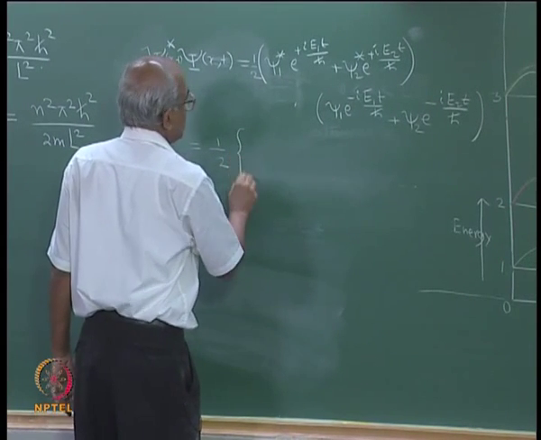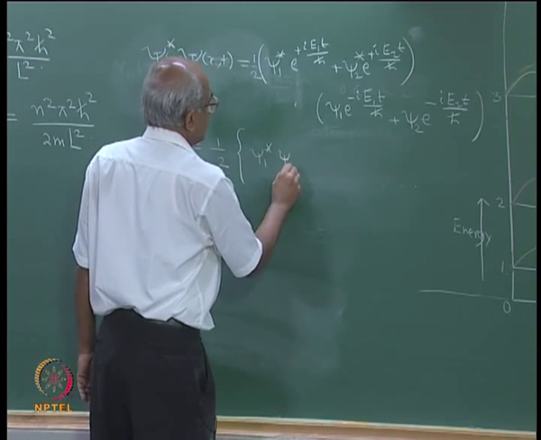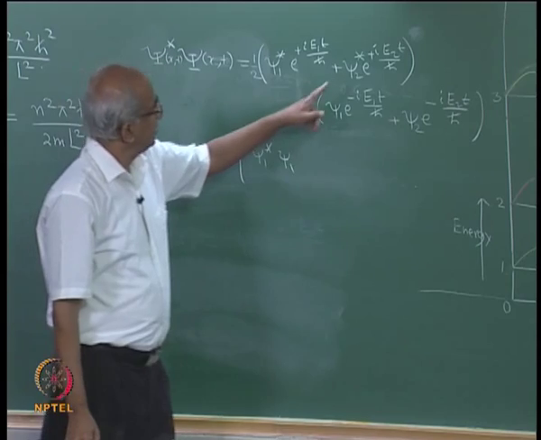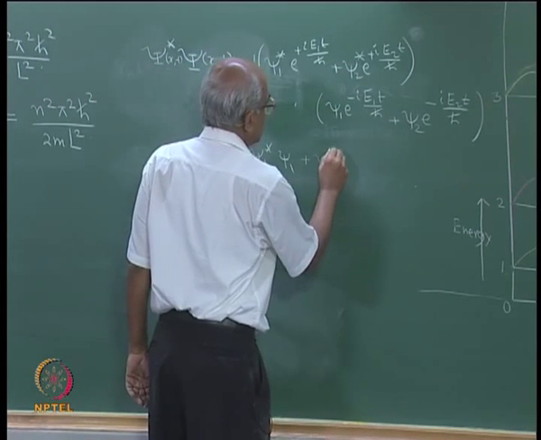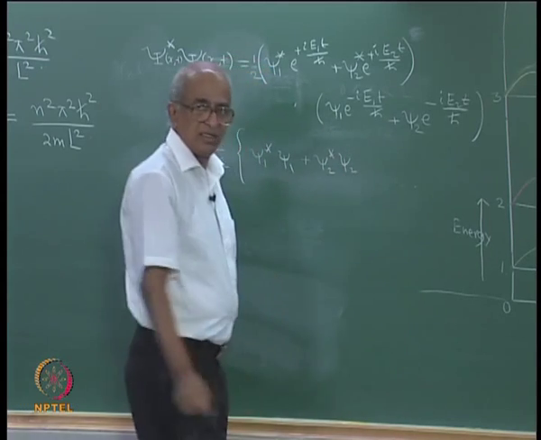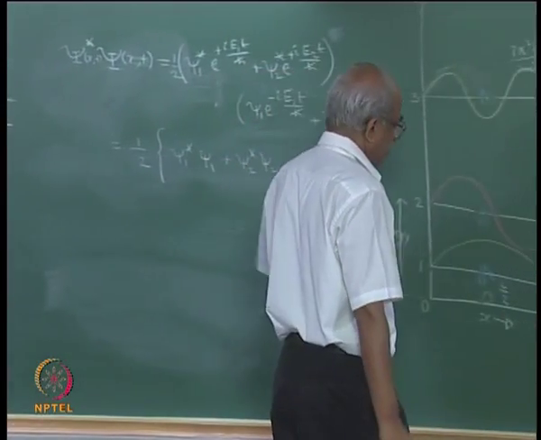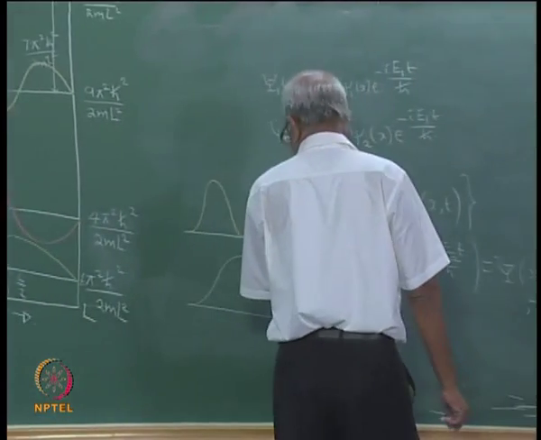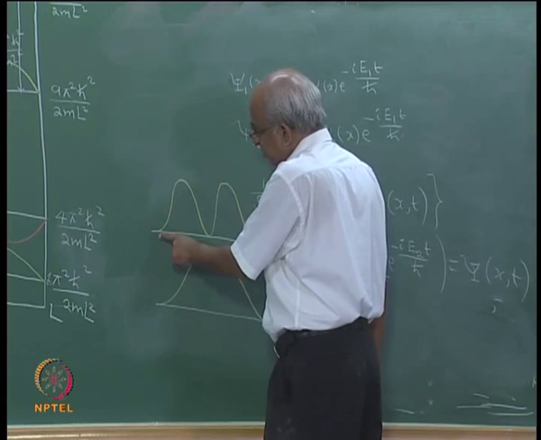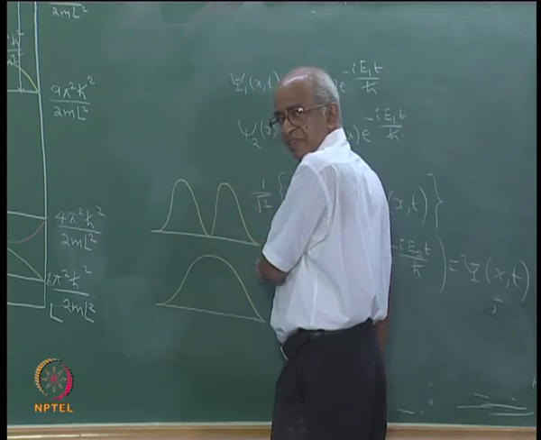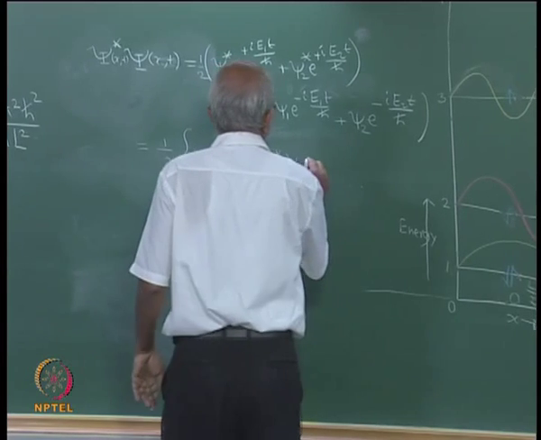The answer is going to be the first term this into that. What is that? It is actually psi 1 star psi 1, correct? And if you multiplied this with that, what is going to happen? You are going to get psi 2 star psi 2, right? Psi 1 star psi 1 is actually shown here, it is like this. It is like this, and psi 2 star psi 2 also is shown here. But that is not all, you get additional terms. What are the additional terms?